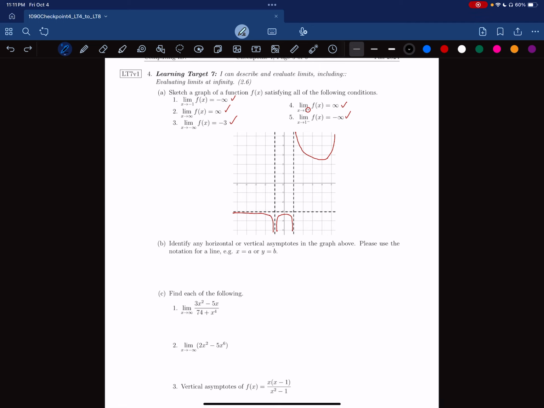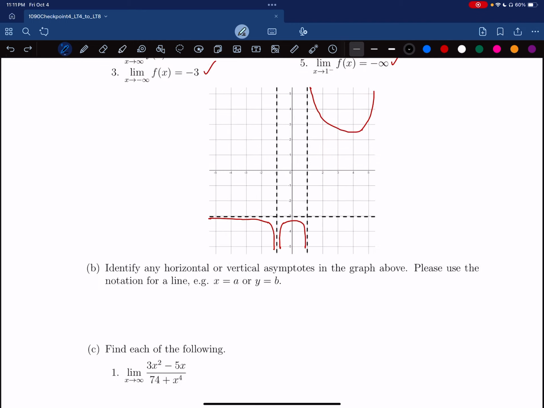Okay, so part B now asks us to find horizontal and vertical asymptotes in the graph above using notation for a line. So let's do vertical asymptotes first.